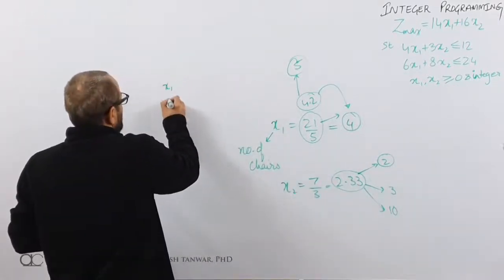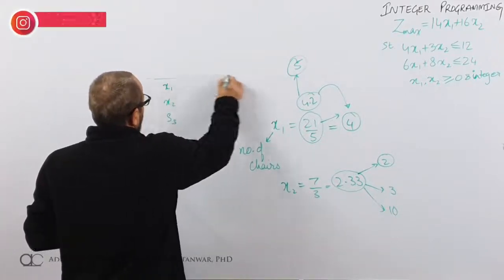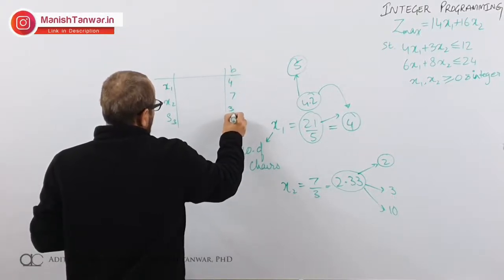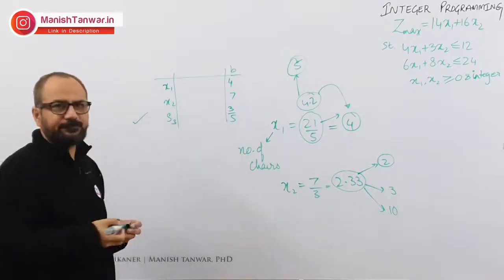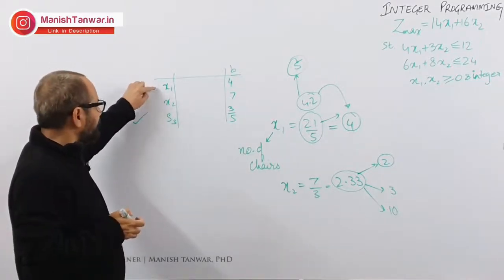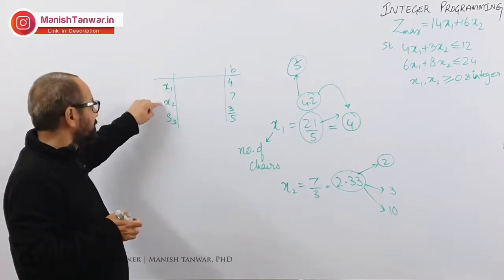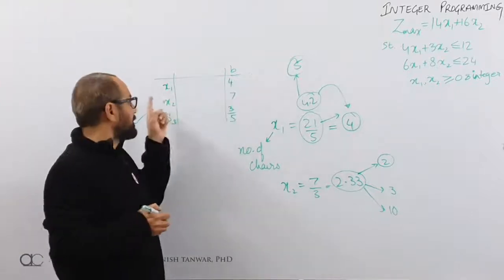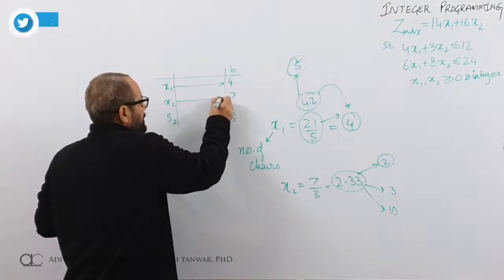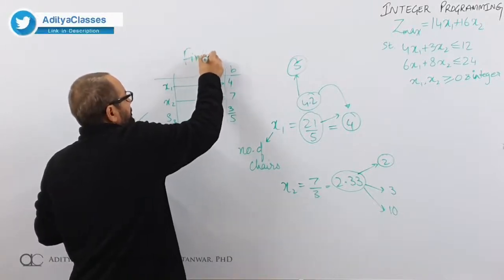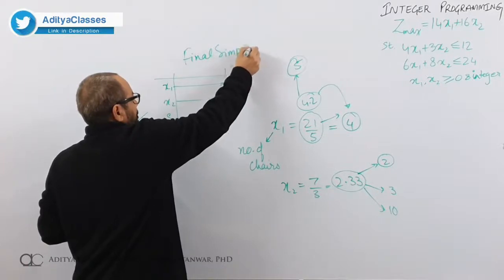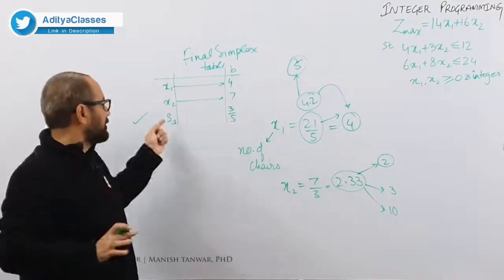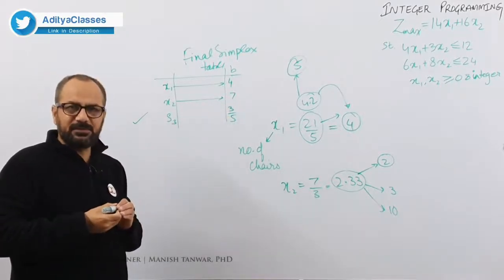For example, I have x1, x2 and s3. Under B I am getting 4, 7 and 3 by 5. This is perfectly fine, because what I am interested in, producing chairs and tables. I am interested in resources x1 and x2, output x1 and x2, which is 4 and 7. So I have my solution as integers. x1 is 4, x2 is 7. This is final simplex table. So if x1 is 4, x2 is 7, perfect. We are not so much bothered about slack or surplus variables.